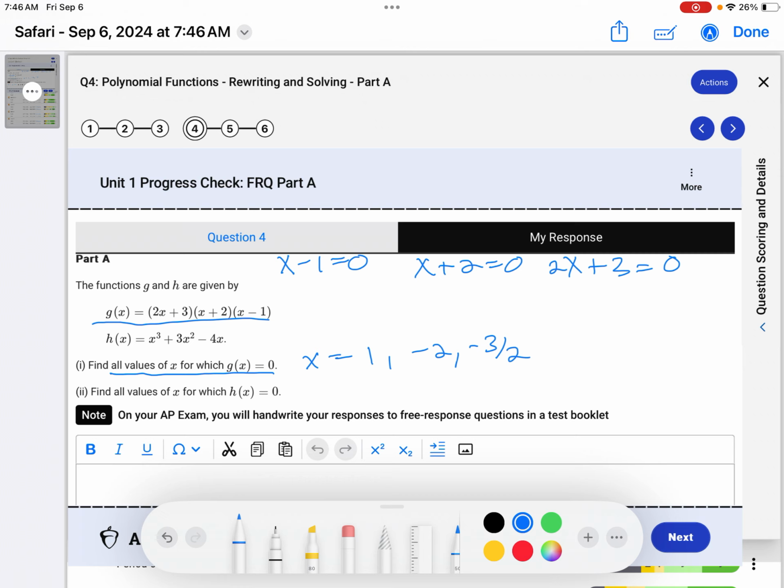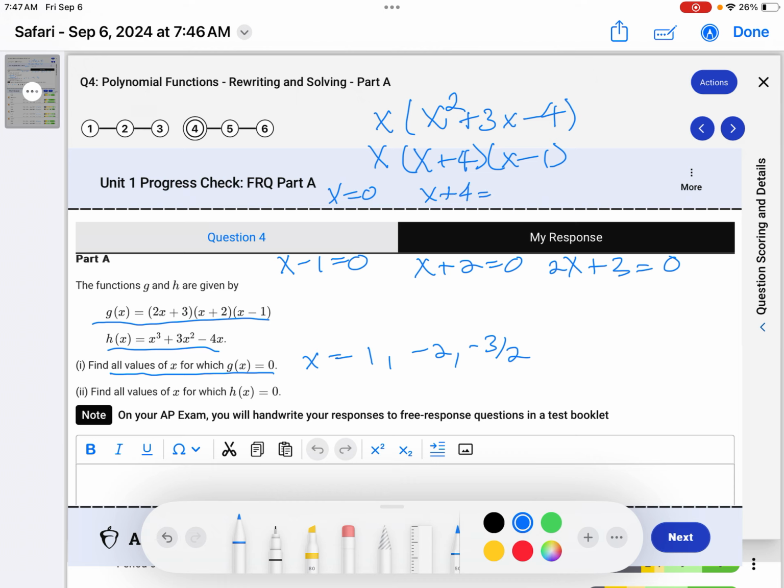Okay, now for part 2, for this one, we just would have to first factor. So I'm going to do that up here. I'm going to pull out an x. So then it'd be x squared plus 3x minus 4. And then I'm going to go ahead and factor this part. Looks like it would be plus 4 minus 1. Set each of those equal to 0. So x equals 0, x plus 4 equals 0, x minus 1 equals 0. So the zeros would be 0, -4, and 1.